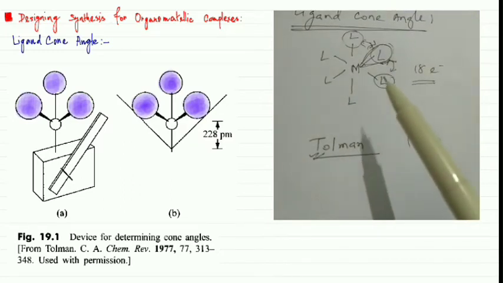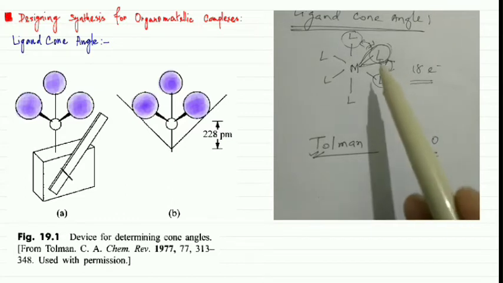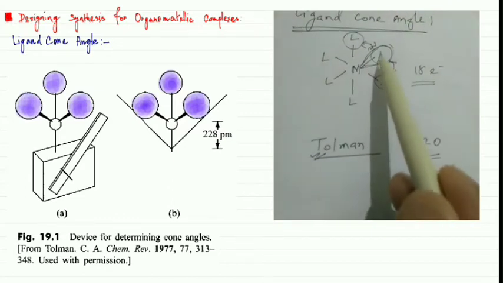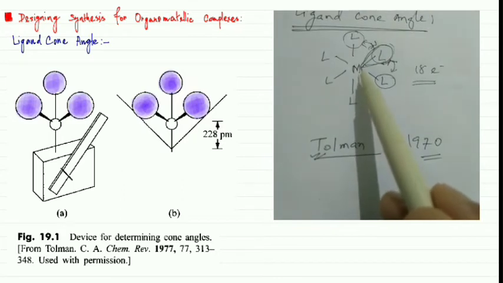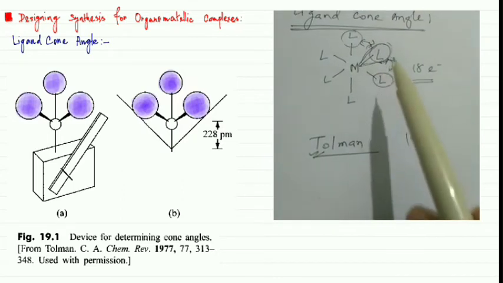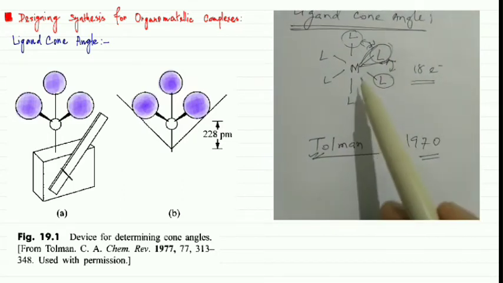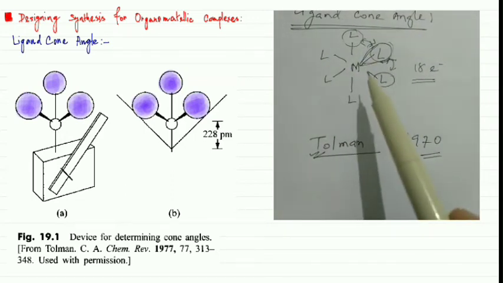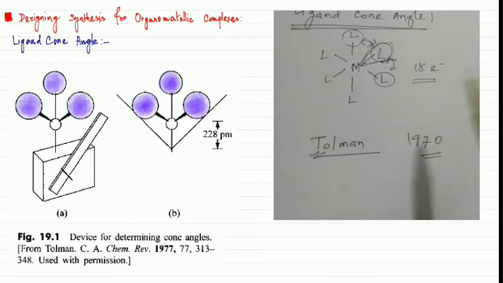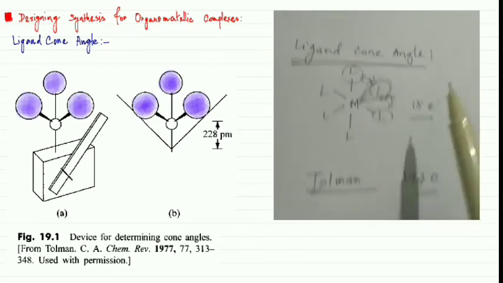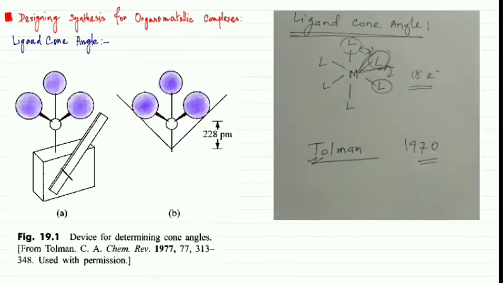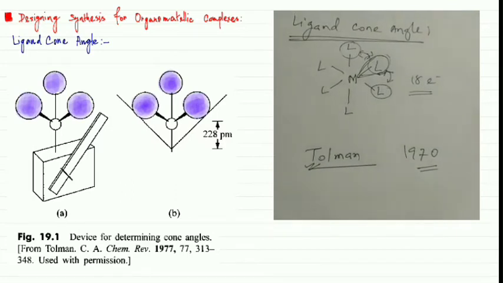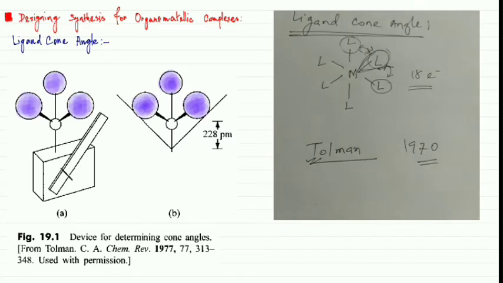And depending upon that cone angle, or the angle which is made by that ligand to that metal, we can say whether the complex is stable or not, or we can design the synthesis of an organometallic complex, whether we can synthesize that complex easily or not.